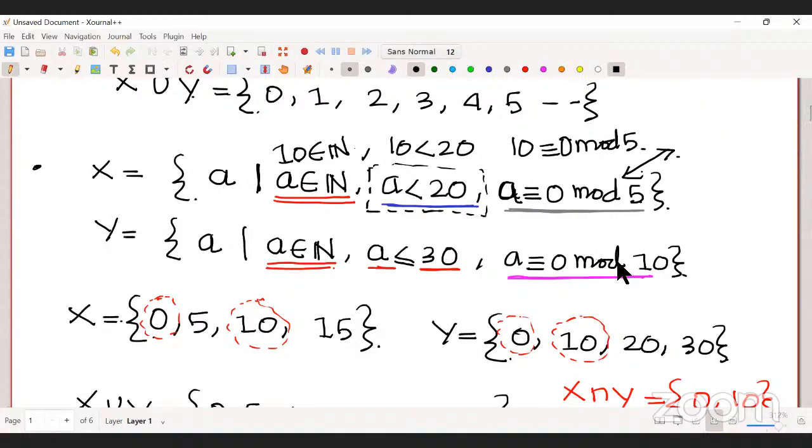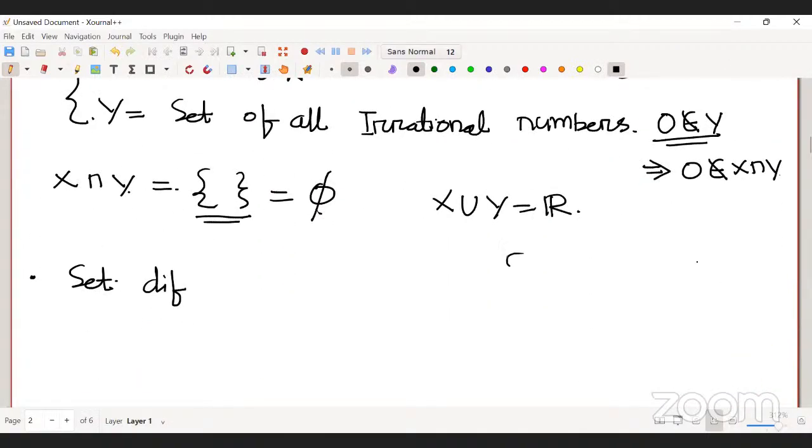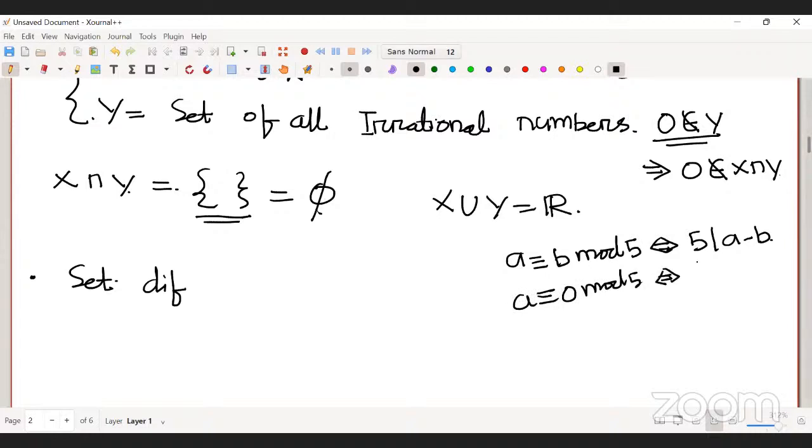So saying A is congruent to 0 mod 5 is basically the same thing as saying 5 divides A. When you say A is congruent to B mod 5, this is the same as 5 divides A minus B. So in this case, my B is 0, so this is the same as 5 divides A minus 0, which is A.